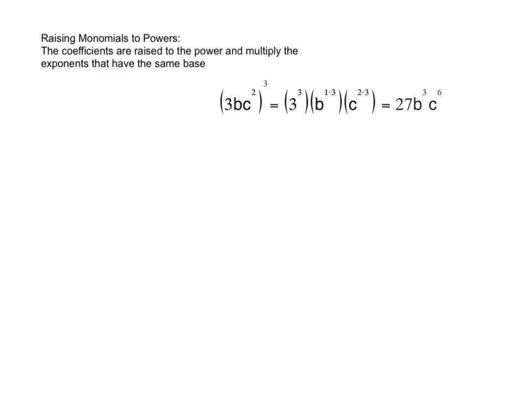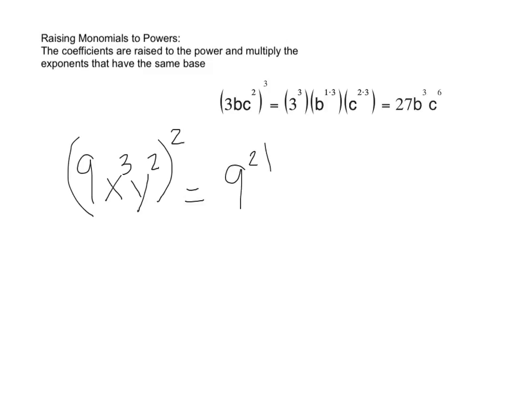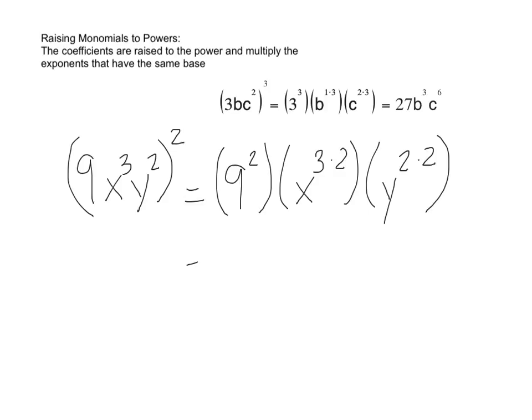All right, let's do an example together. I have 9x to the power of 3, y squared, and this entire monomial is squared. So let's separate the coefficients. The 9 is raised to the power of 2, and then x to the power of 3 times 2, and then y to the power of 2, so it's 2 times 2. And in simplest form, 9 squared is 81, and that's x to the power of 6, y to the power of 4. And you are all done.